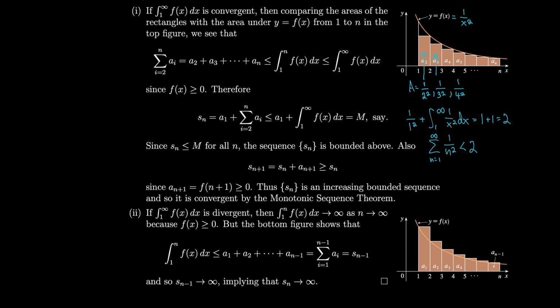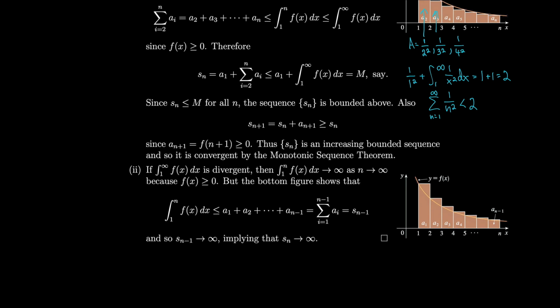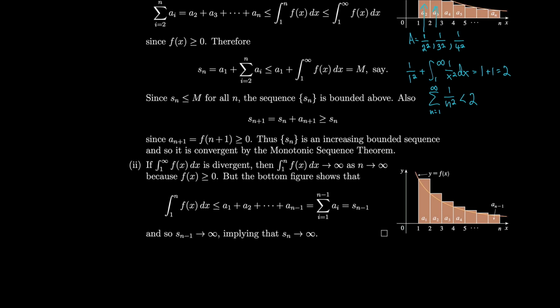Notice that when we did the sum of 1 over n, the harmonic series, it actually diverged, and that actually corresponds to the integral 1 over x diverging. But let's finish up this proof over here. The other case is that the integral is divergent. So in that case, our integral from 1 to n goes to infinity as n goes to infinity.